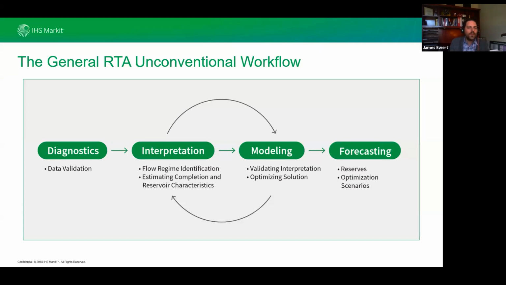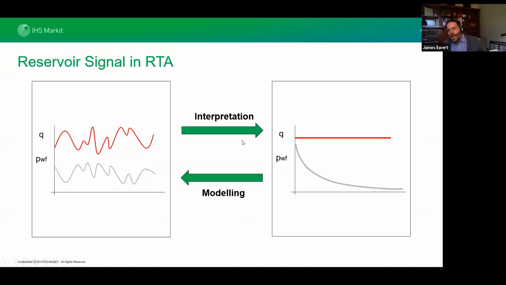So this is the workflow. Any well I analyze, I go through this basic workflow each and every time. This is another visualization of the interpretation and the modeling. On the left-hand side, I have my rates and my pressures. If anyone's seen raw data before, it is pretty messy. It can bounce up and down all over the place. Interpretation is how we look at that craziness in the data and extract out that reservoir signal. So that's interpretation.